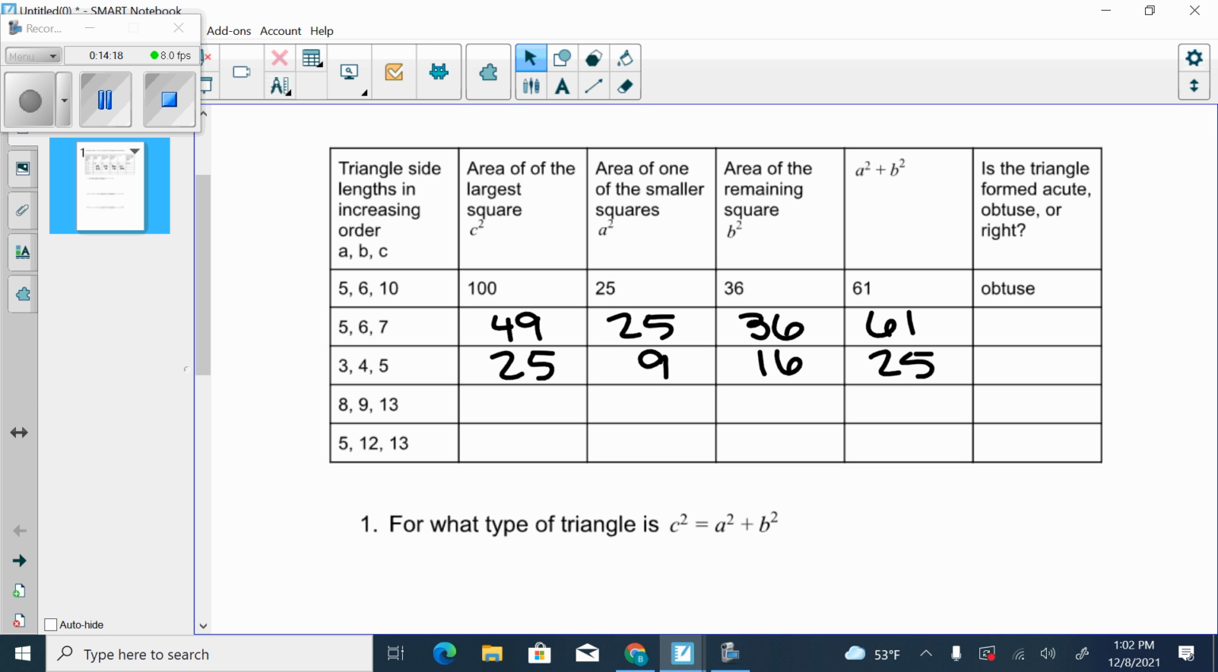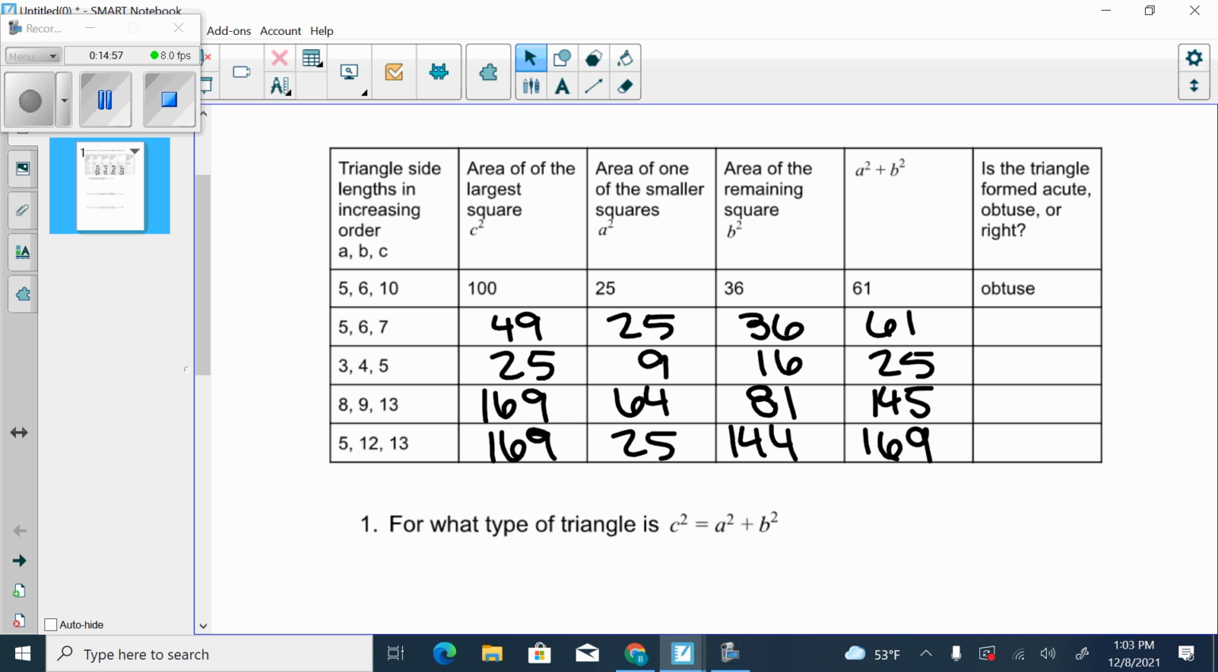And what is our A squared plus B squared going to give us? 25. All right, for 8, 9, and 13, what's my C squared? What's my A squared? And my B squared? And what do I get when I add those two? Good. And then last one, what's my C squared? And my A squared? And my B squared? And when we add them together?